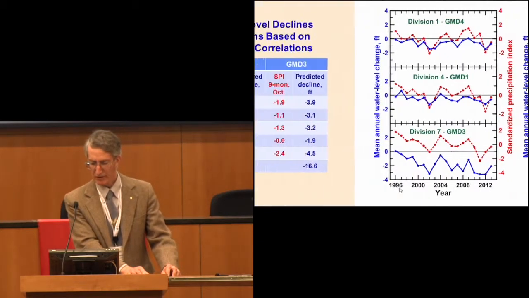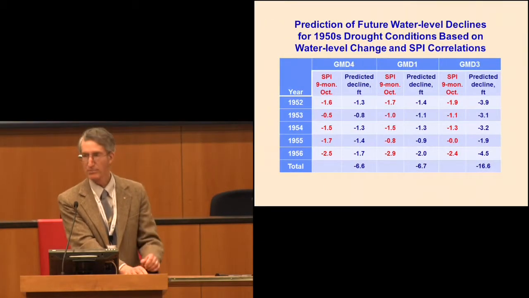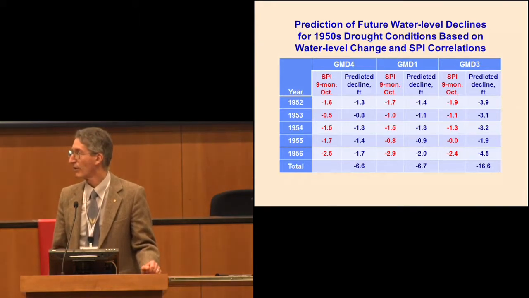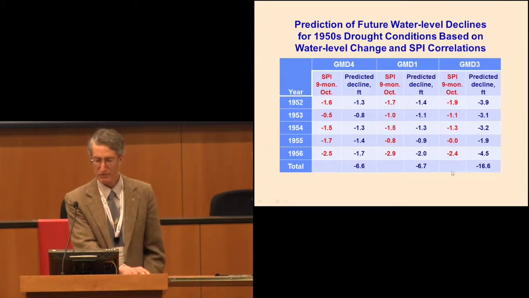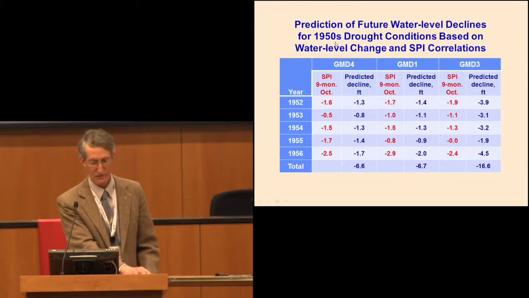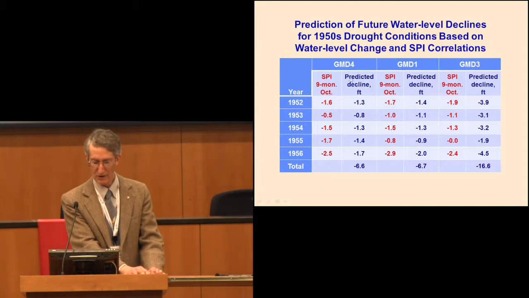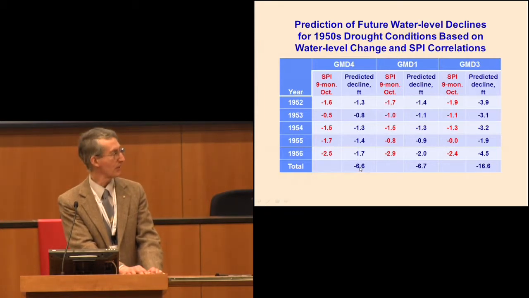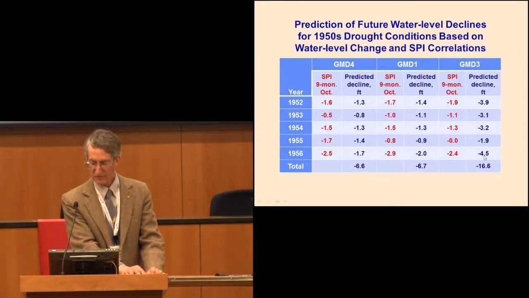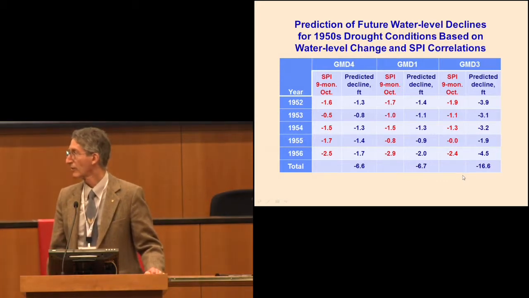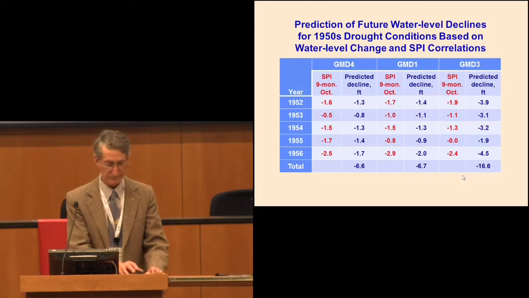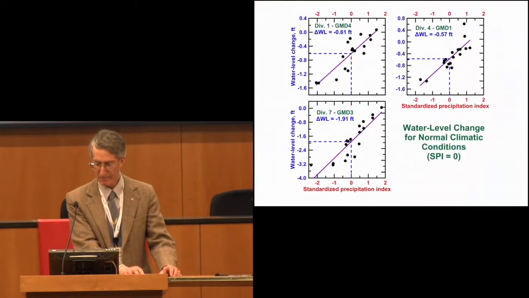So that is quite valuable because then we can use those regressions to predict what the water level changes would be for a future drought. For example, suppose we had a future drought equivalent to the 1950s. We can look at each one of these GMD areas, use the regression line, use the Standardized Precipitation Index for that 1950s drought period, predict what the water level decline would be, and then sum that. So you can see we get anywhere from maybe 6.5 feet to 16.5 feet of decline during a repeat of that particular drought period. So that's a valuable application.